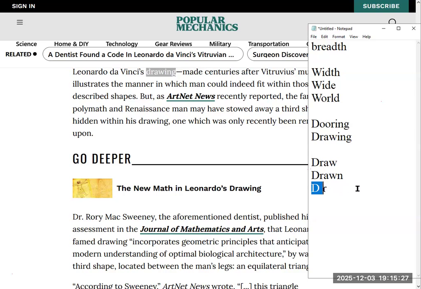D r, d r, draw. Yeah, that was pretty good. That one you just did then, that was pretty good. But the one you did before was not so good. Draw. Ah, that was better.